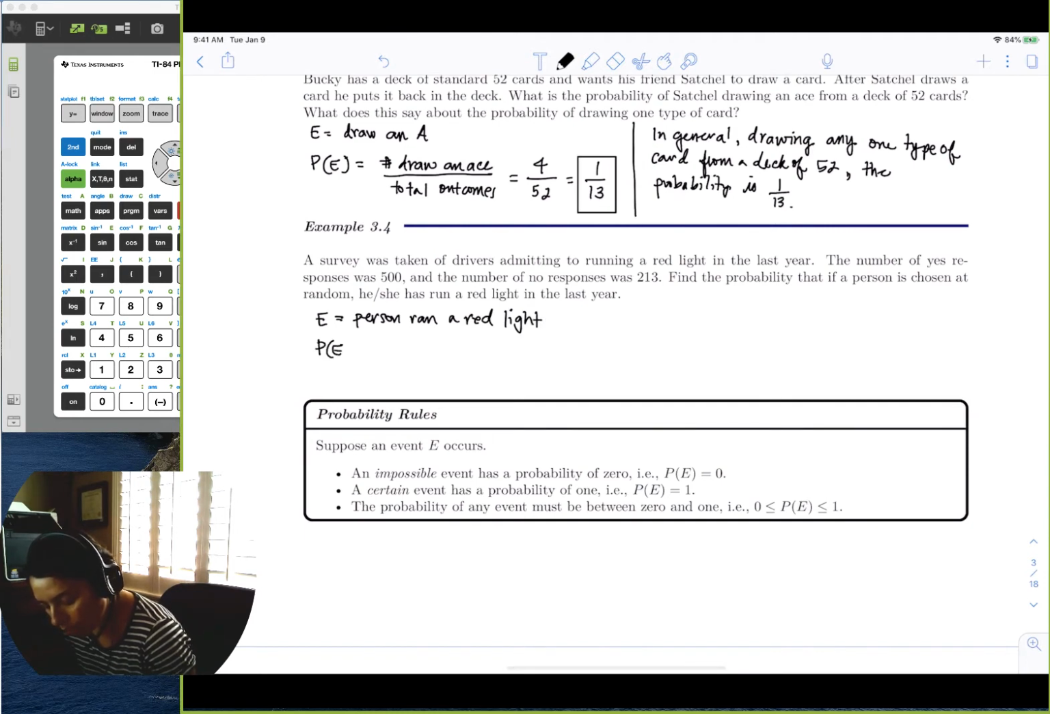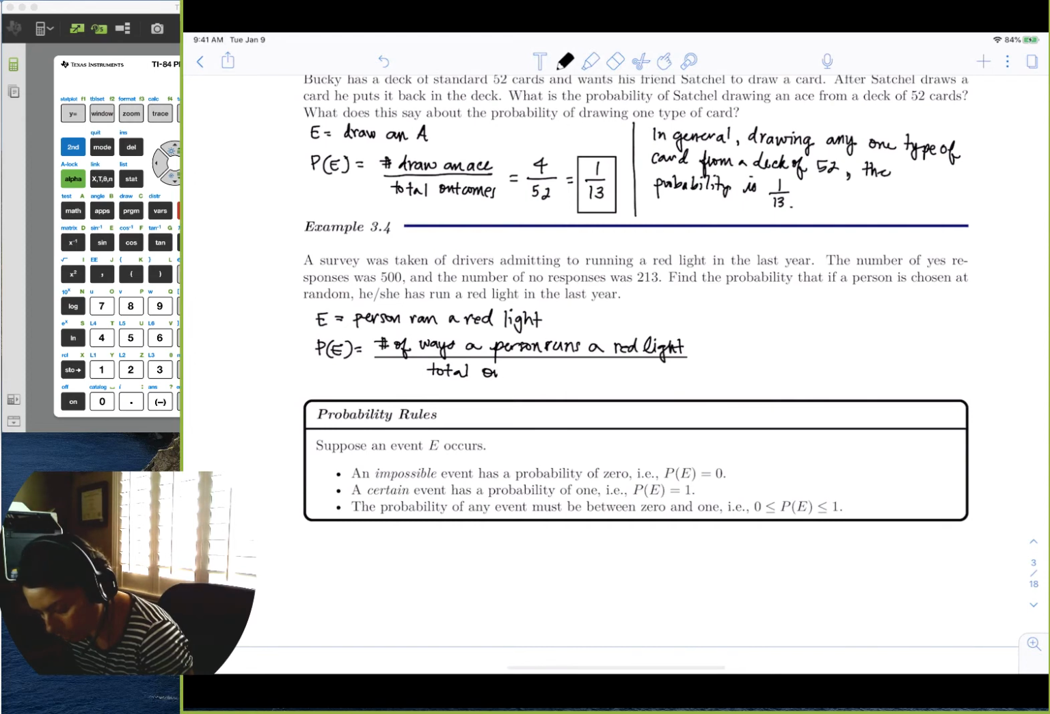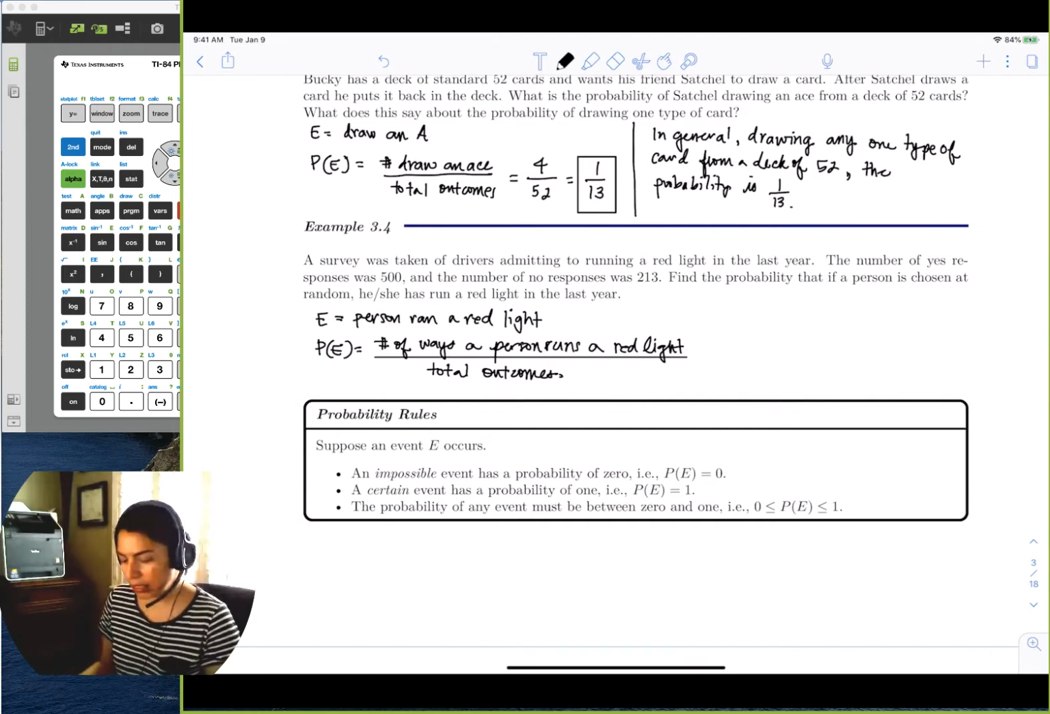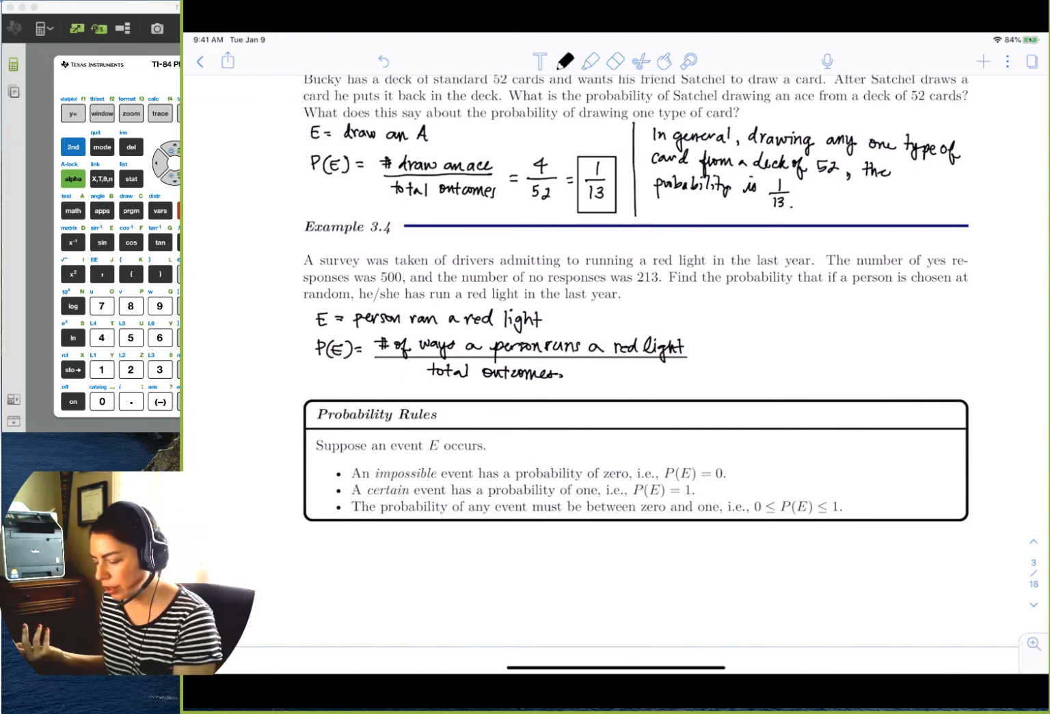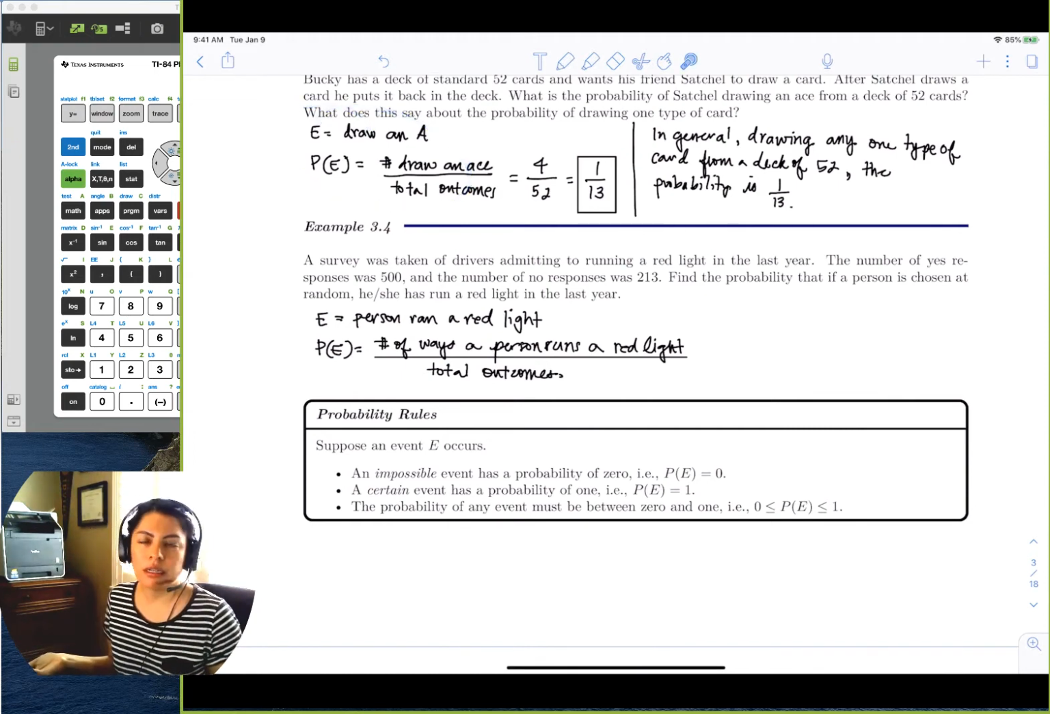Okay, so the probability of this event occurring is the number of ways a person runs a red light out of how many total outcomes. Now I keep saying outcomes, but really in this case, I'm talking about people, so it'll be total people. In the previous case with Satchel and the cards, right? I was talking about cards, and so the outcomes would be how many cards I have. So it just means how many total things in your sample space, right?